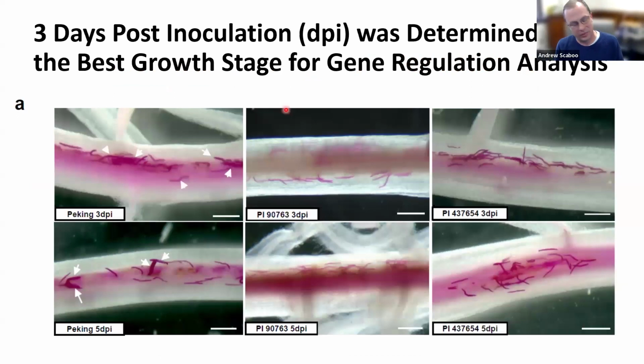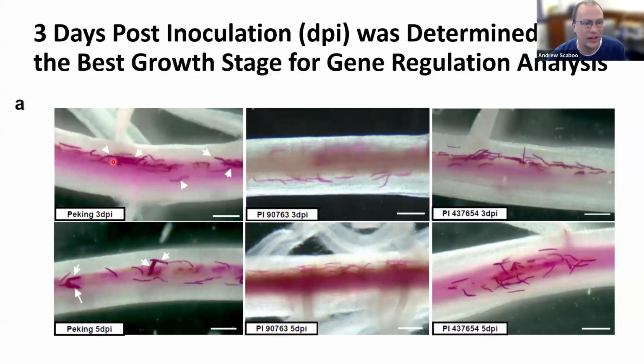And so then we talked with Melissa Mitchum, one of the best scientists I've ever worked with. The first thing she did was look at when would be the best time to measure how this gene is regulated. And that relies on when these nematodes infect the plant. So here is Peking, 3 days post-infection versus 5 days post-infection. And then we have 9763 and 437654.